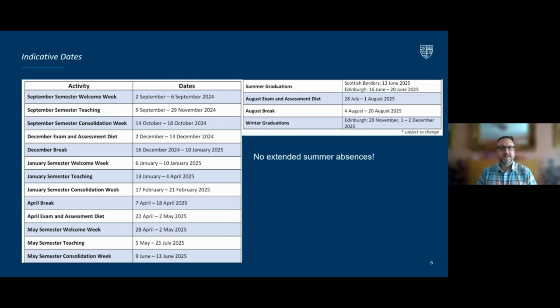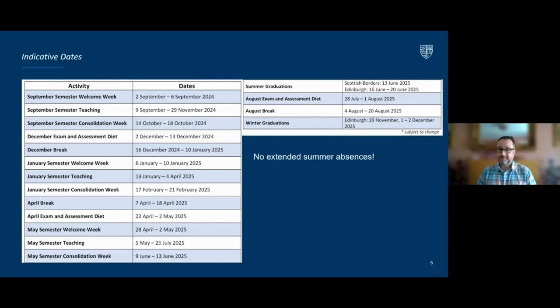With regards to the exam and assessment diet, that runs from the 2nd of December to the 13th of December. So any end of course assessments which need handing in, which are all handed in electronically, by the way, will fall between those dates. Likewise, any exams which you have to take will fall between those dates inclusive as well.